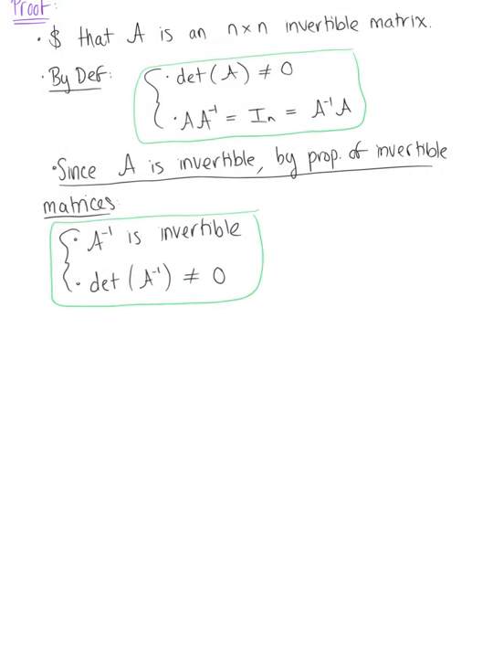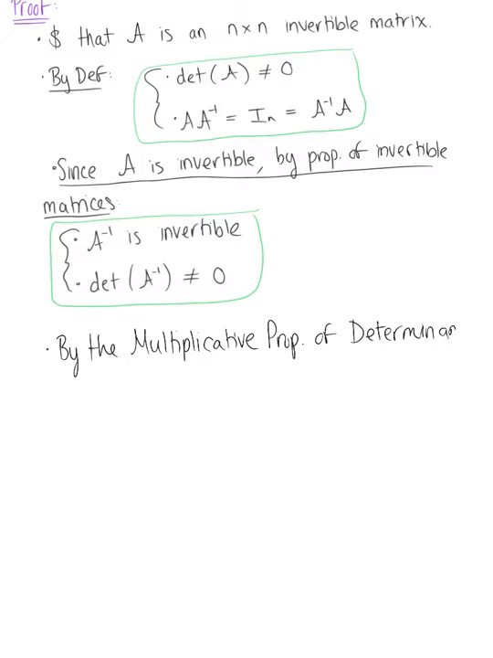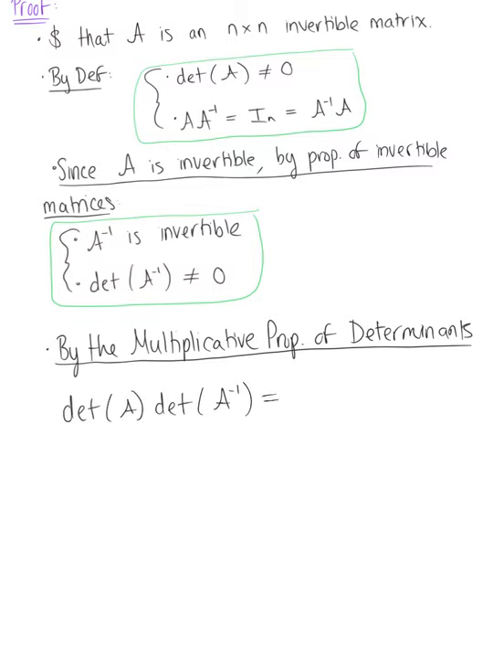apply the multiplicative property of determinants. So by the multiplicative property of determinants, we can make the following conclusions. We note that the determinant of matrix A multiplied by the determinant of the inverse of matrix A is equal to the determinant of matrix A multiplied by the inverse of matrix A.